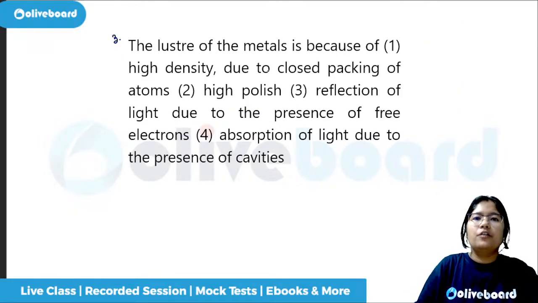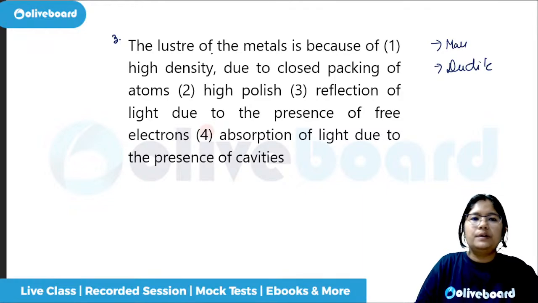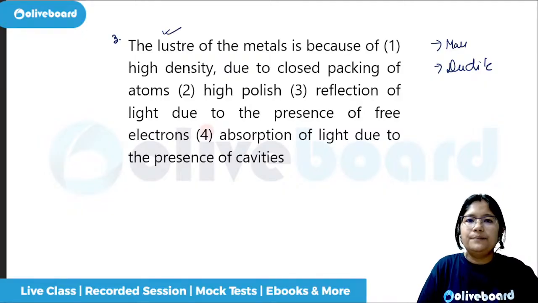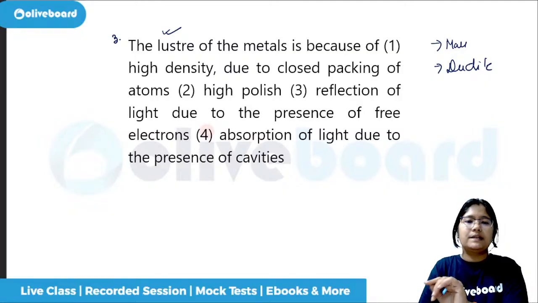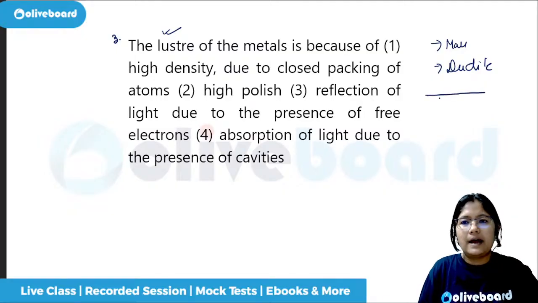The luster of metals is because of what? Metals have some properties like malleability. They have the property that they are ductile. Then they have a property that they are lustrous. Number 1, high density due to closed packing of atoms. Closed packing of the atoms is there, but what else? Let us see. High polish. Yes, normally metals are highly polished and they are used like that.